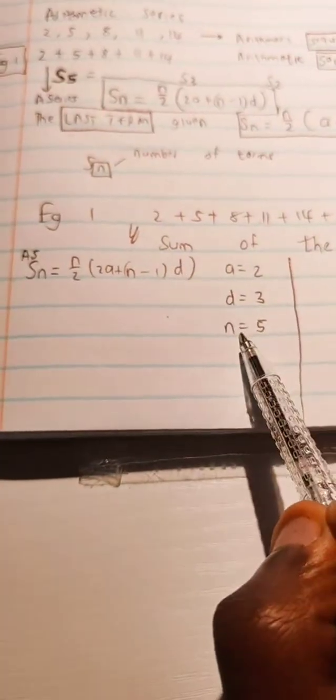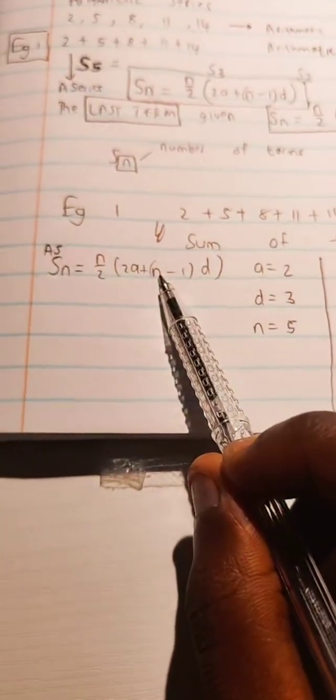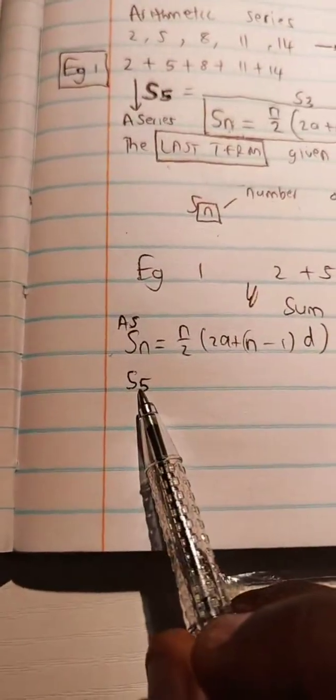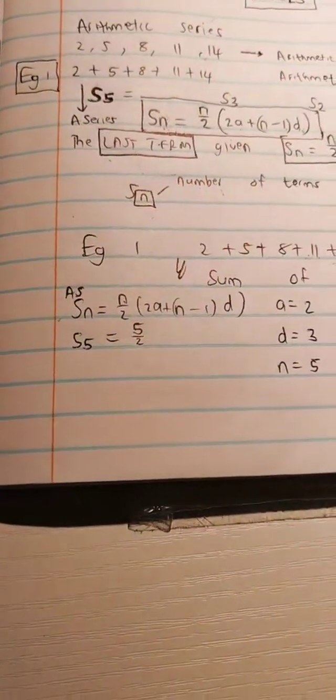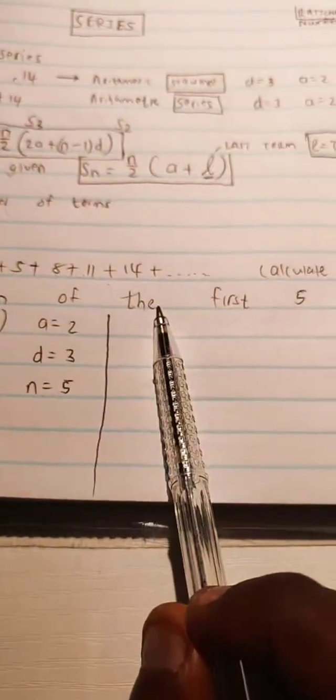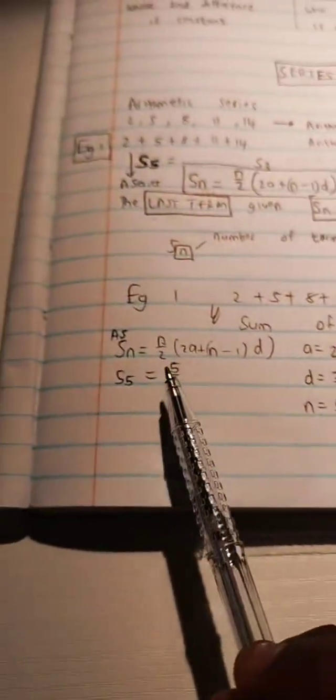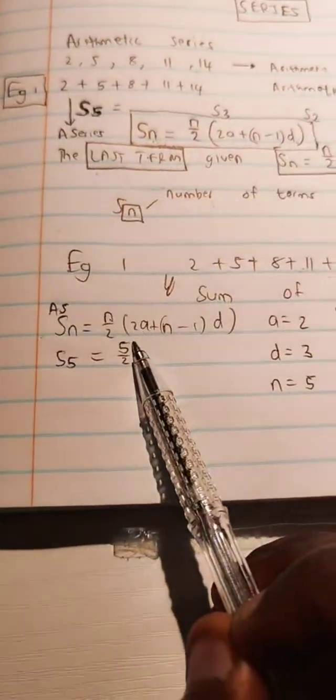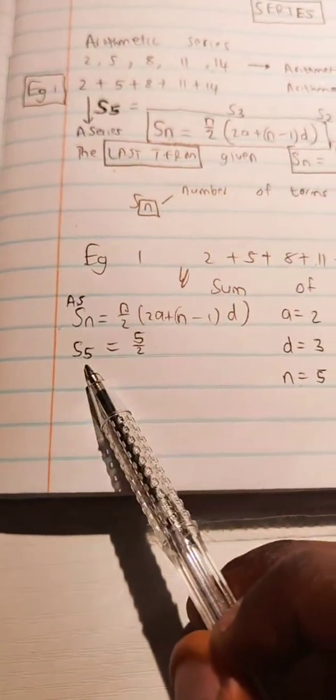Okay, now we are ready to use the formula, guys, because we have a, we have d, and we know what we want, the sum of the first 5 terms. Go to the formula, substitute 5 in the place of n. Then go to n, substitute 5 there. Okay, n, guys, represents the number of terms. They said the sum of the first 5 terms. So this n means the first 5 terms. That's what we want.